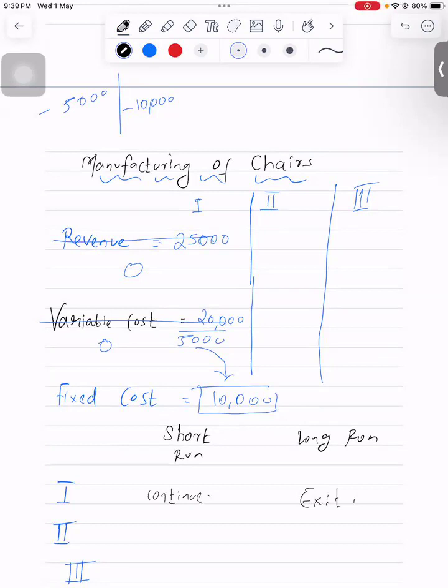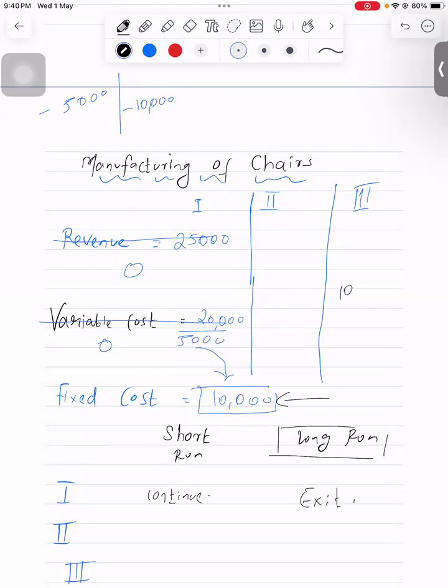Now, what is the meaning of long run here? See, once you cover all your entire fixed cost, at that time you can exit from the business. Till the time you are not recovering your fixed cost, you continue to operate. Once you recovered all fixed cost, do not renew it. You can think like this.